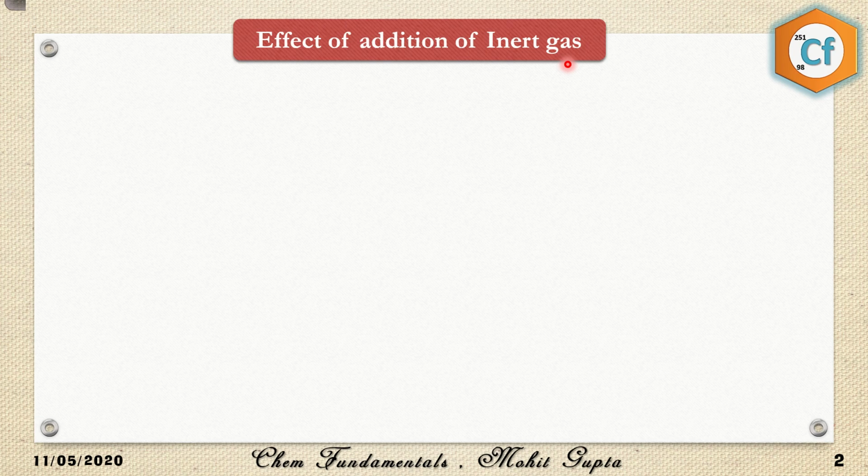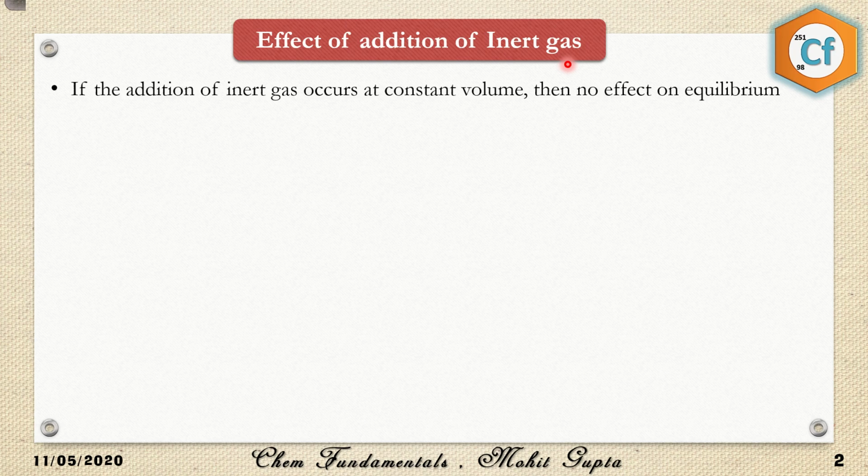When introduced into a reaction chamber, they are going to affect the equilibrium. How? We are going to see that. First of all, if the addition of inert gas occurs at constant volume, which means that you introduce the gas inside the chamber and its internal pressure increases, however, you have fixed the volume, due to which there won't be any effect on equilibrium.